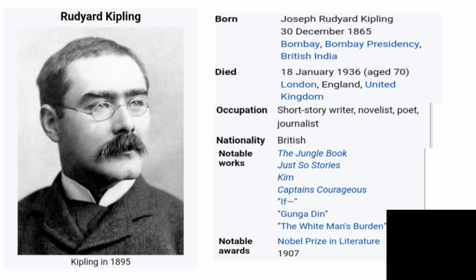His notable works are The Jungle Book, the famous short story book by Rudyard Kipling, and it is very famous among the children. And Mowgli is the famous character of this story. Just So Stories, Captains Courageous, Gunga Din, The White Man's Burden. In 1907, he won the Nobel Prize in Literature.